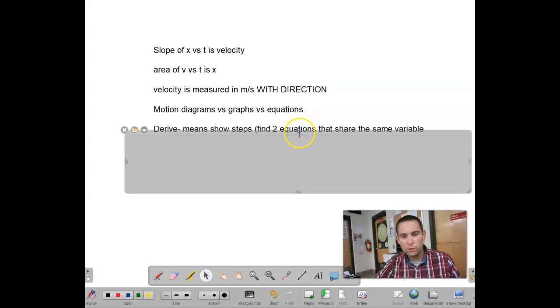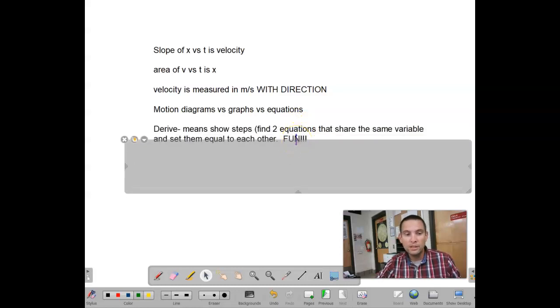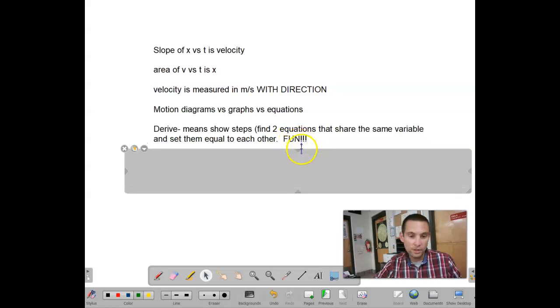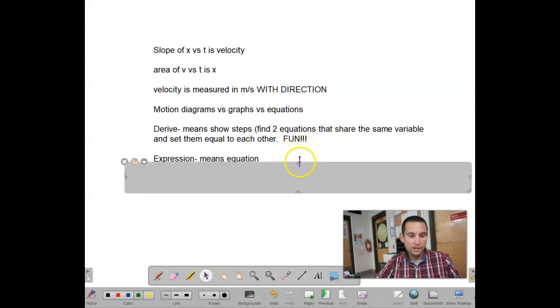Derive means to show the steps. To do this, you're going to find two equations that share the same variable and set them equal to each other. This is fun. I promise you, once you get the steps down and the hang of it, you're going to say, this is so cool, because you can create your own equations, and that's what we're going to do in this class for the whole year. Create your own equations.